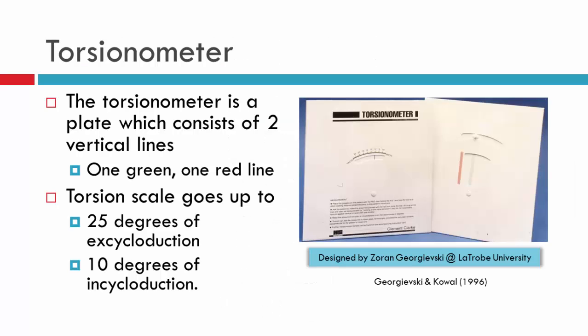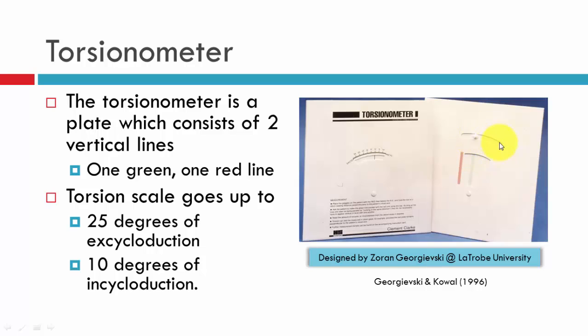Now the last test we're going to talk about is the Torsionometer. This was actually designed by Zoran Georgievsky at La Trobe University and is utilised by a number of clinics across Australia and overseas. So the Torsionometer consists of a plate where there is a red line, and this is a non-movable line, and we have a green line that can be moved, and you can just see this knob here. You can move it in this way or out this way. This is the front of the Torsionometer, and this is the back of the Torsionometer.